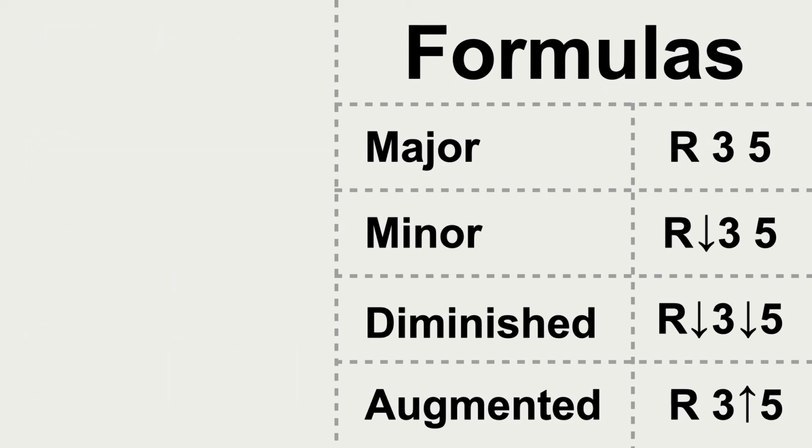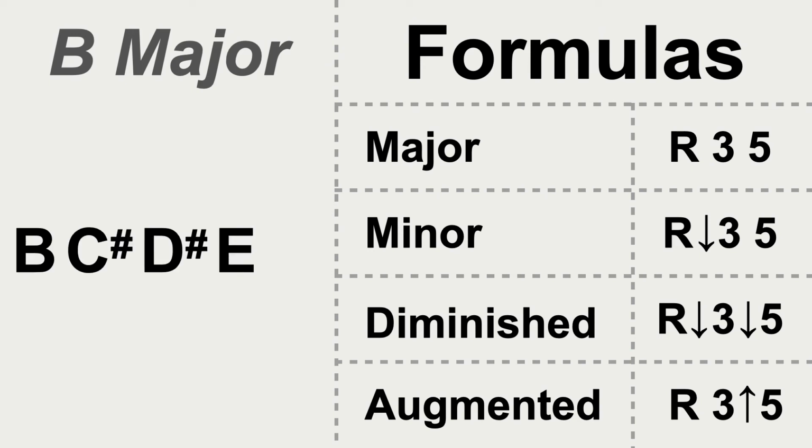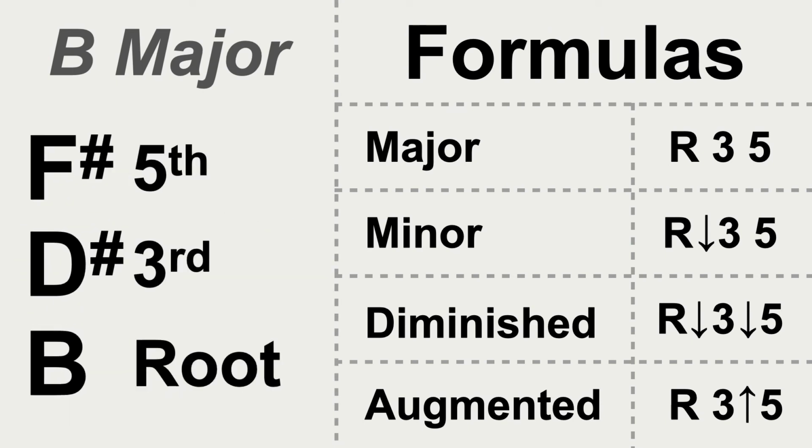So let's do a sharp key. How about B major? First, spell the B major pentascale. B, C sharp, D sharp, E, and F sharp. Get rid of 2 and 4, and you're left with B is the root, D sharp is the third, and F sharp is the fifth. And that's how you spell a B major triad. B, D sharp, and F sharp.